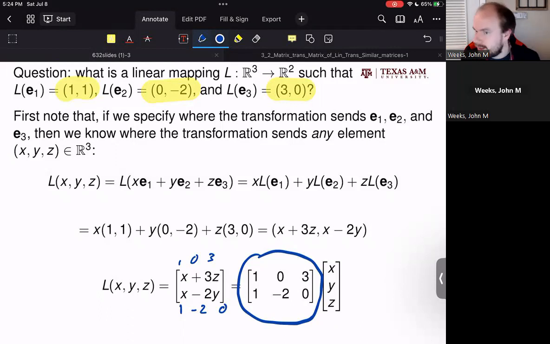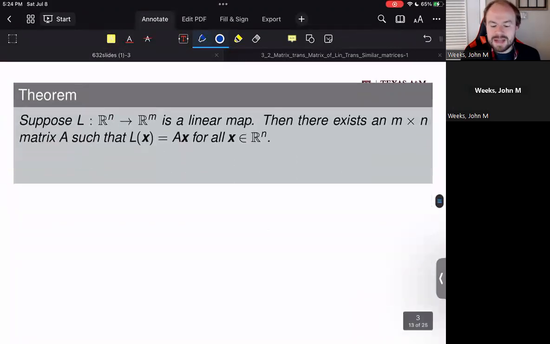Now we write everything as column vectors, except as row vectors like we did back here. So when it asks what is the linear mapping L that makes this work, we can just write it as a matrix. If we know where L(e1), L(e2), and L(e3) go, we know where everything goes. And what's more, we see from this example that we can always write it as a matrix. This is exactly what this theorem is going to tell us.